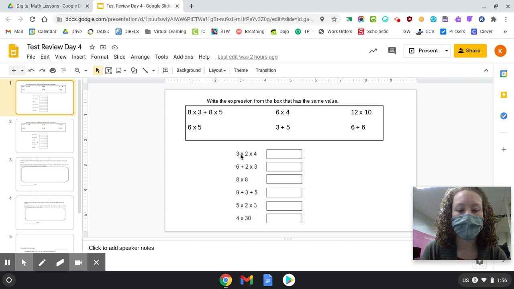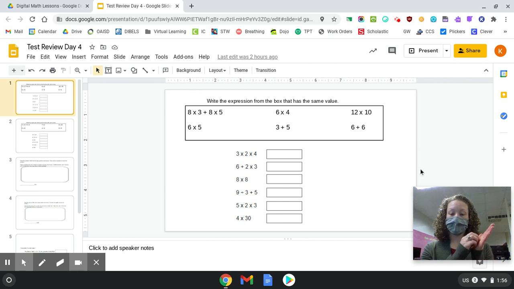So I'm going to get started with mine. I'm going to look at this first one here, 3 times 2 times 4. So order of operations, I don't have any parentheses. I have two different times. So let's just start over here and work our way across. 3 times 2 would be 6. Now I take 6 times 4, and that's 24. So my job is to look up here for something that also equals 24.